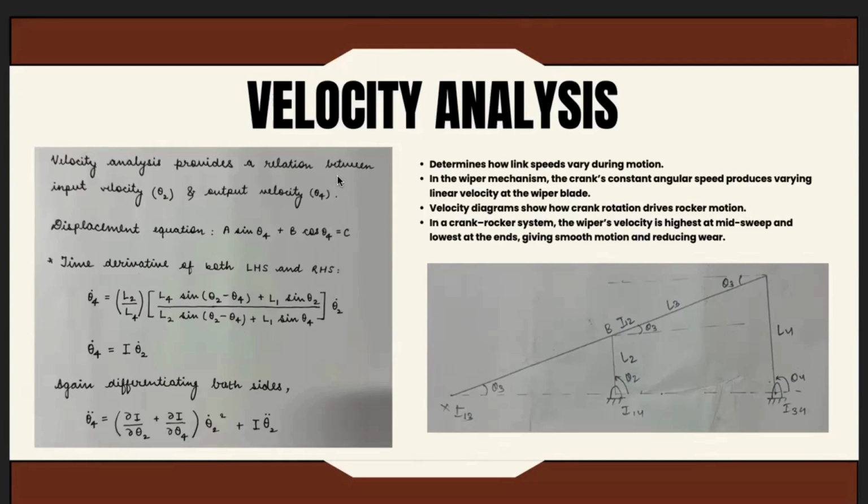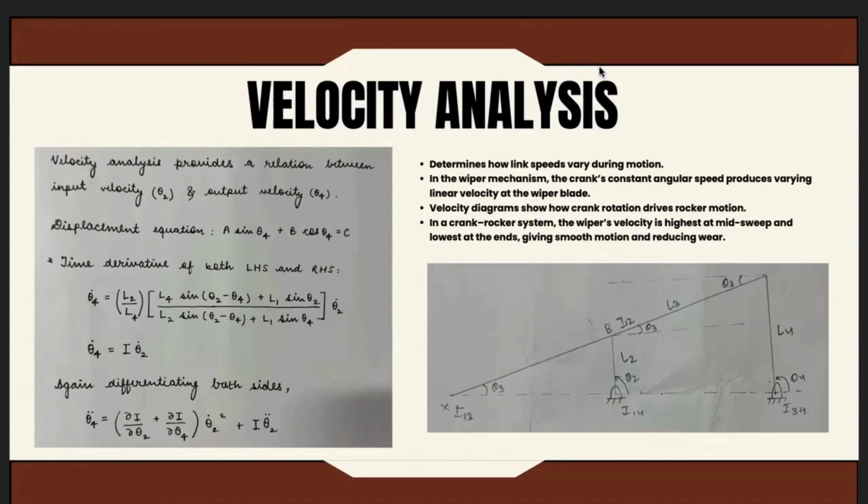denoted as J. Here we can see that theta 4 dot is equal to L2 by L4 multiplied by L4 sine theta 2 minus theta 4 plus L1 sine theta 2, whole upon L2 sine theta 2 minus theta 4 plus L1 sine theta 4, into theta 2 dot, which is represented as Jacobian. So theta 4 dot is Jacobian times theta 2 dot.